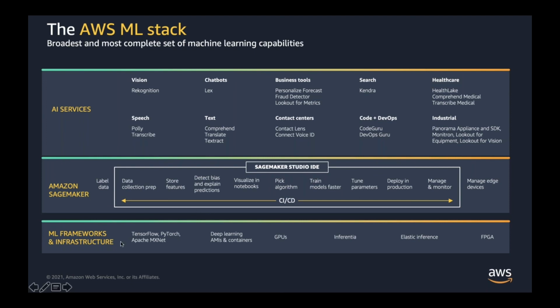The third layer on the stack is the ML frameworks and infrastructure. This is for expert practitioners in machine learning who want to use their own set of ML libraries like TensorFlow, PyTorch, and whatnot. So this gives you, at a very high level, how the AWS ML stack is.